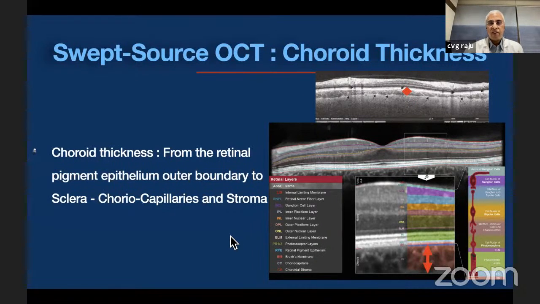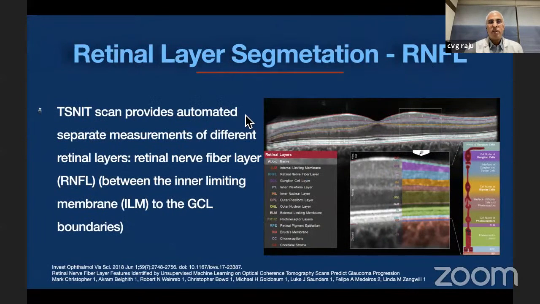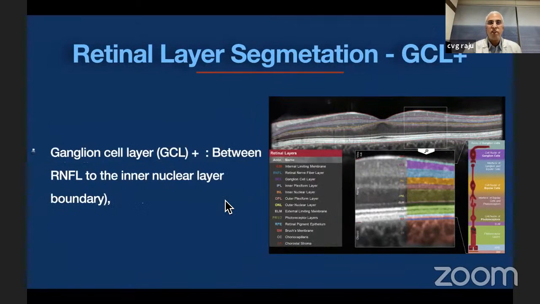And then that is the picture. Then the retinal layers can be segmented. So the T-SNIT, all these graphs, and then separately we can have the retinal nerve fiber layer analysis and then the GCL analysis. So this is the main strength of the swept source OCT. This high definition imaging is only possible with the recent technologies.